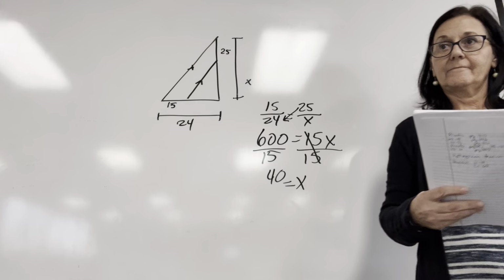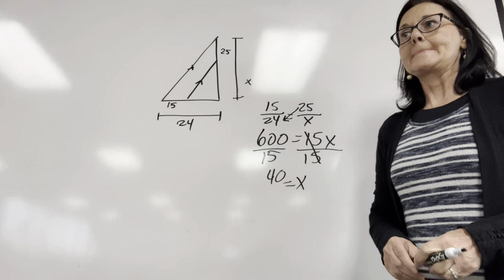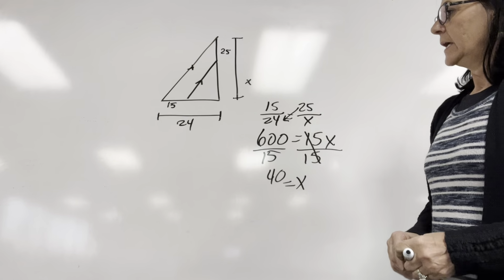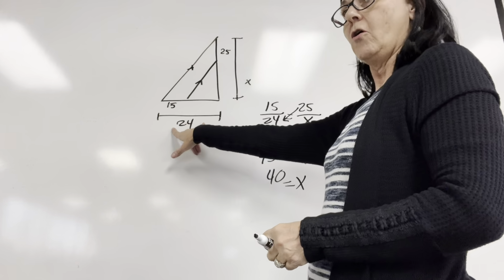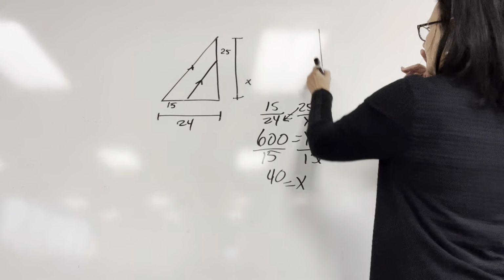How do you know what to put the numbers over? Okay. Either I'm doing piece over the whole or piece over piece. Right, so let's just use ABCs.